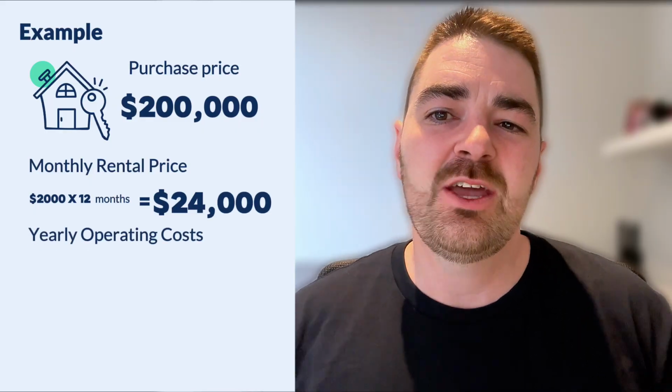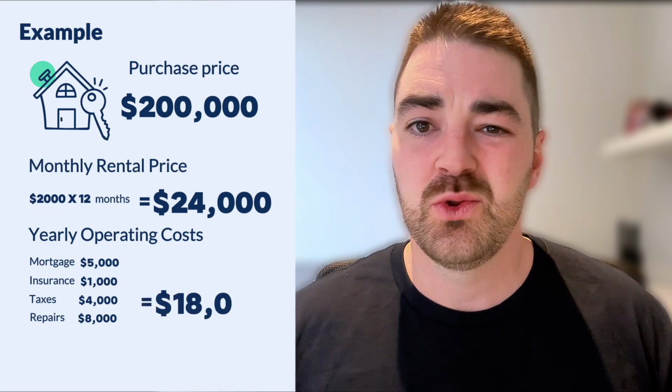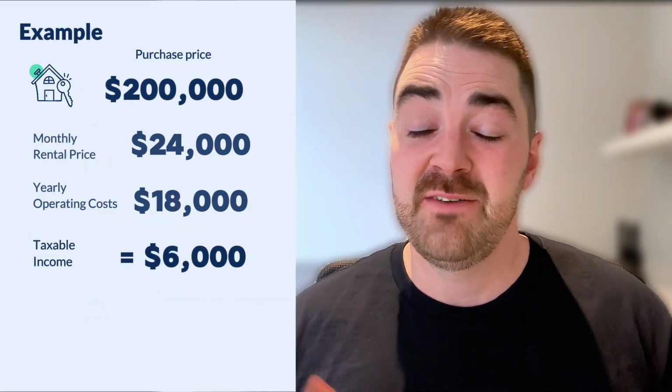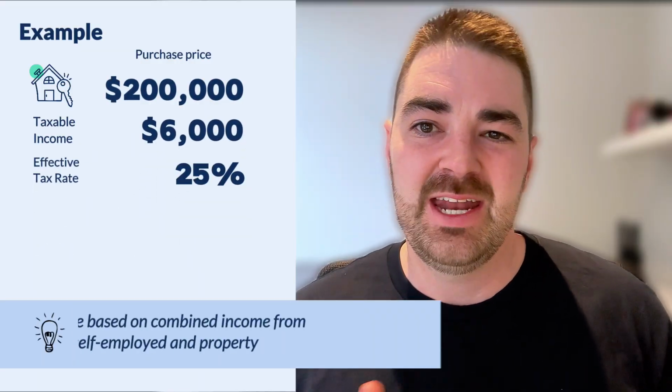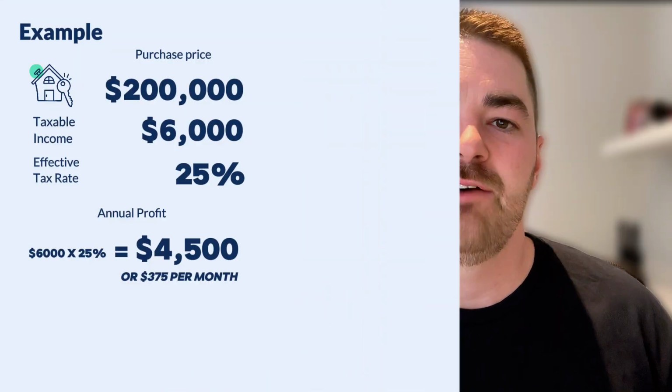It's the cash left in your pocket every month, and that's after everything is paid from mortgage to insurance to taxes to HOA, maintenance, the lot. Now the leftover is your pre-tax cash flow. Here's a quick example. Buy a house for $200,000, rent it out for $2,000 a month. Your yearly operating costs are going to be mortgage, insurance, taxes, and repairs, and that totals $18,000. So your pre-tax cash flow is $6,000. The effective tax rate is 25%, and let's ignore all the deductions that come with that. So you keep about $375 a month.